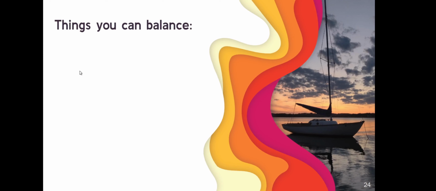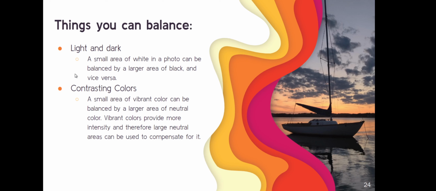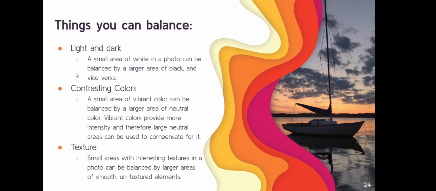So here's the ways you can get balance in your photos. You can balance light and dark. You can balance a small area of white with a large area of black. You can use colors to balance. A small area of really popping color can balance a big area of neutral color because the bright's going to have more weight. So you think about it that way too. And then you can use textures. Small area with really interesting texture can balance a big area with no texture or smooth texture.